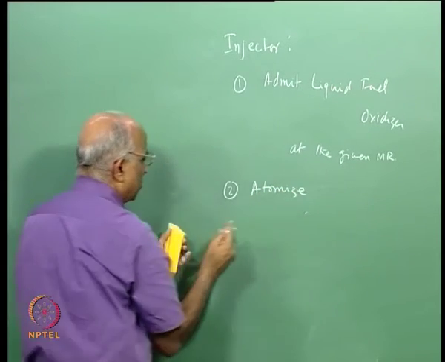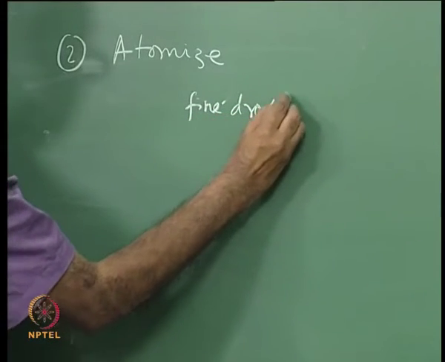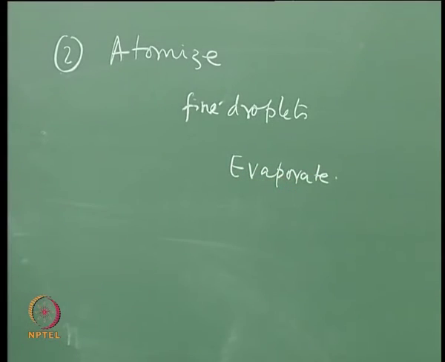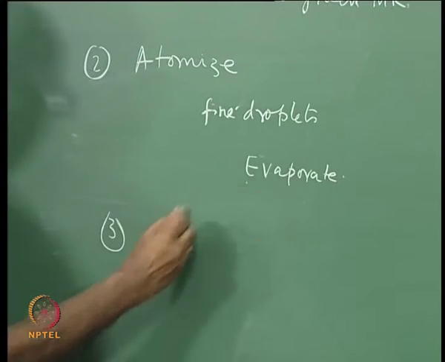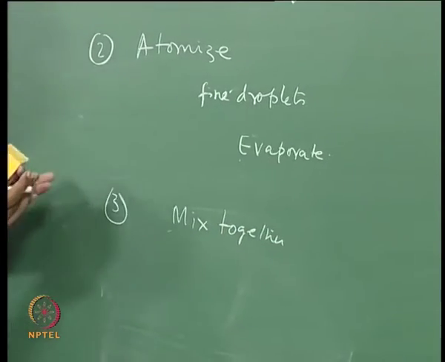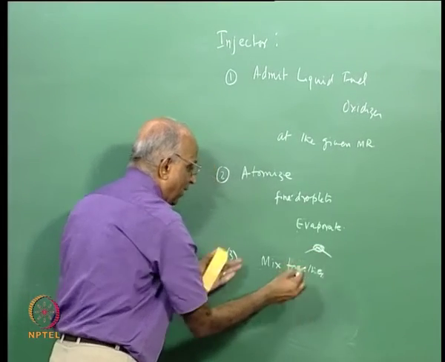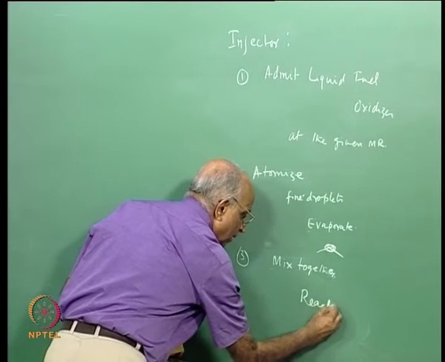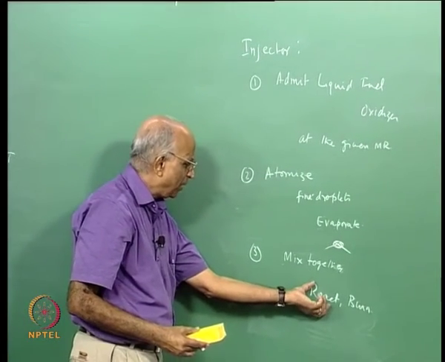What do we mean by atomize? It must disintegrate the liquid fuel into something like fine droplets, or let us say droplets, which can easily evaporate. Not only must it evaporate, but the third point is it must help the evaporated vapor to mix together. That means it must push the fuel and oxidizer in some form such that the vapor will mix together in some way, it has to come together, and once it mixes together it can chemically react and burn.